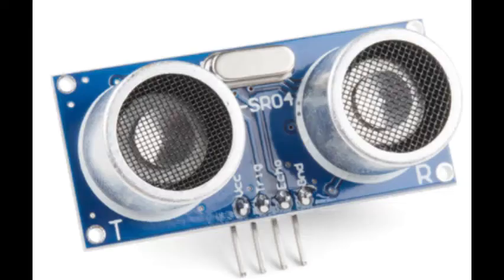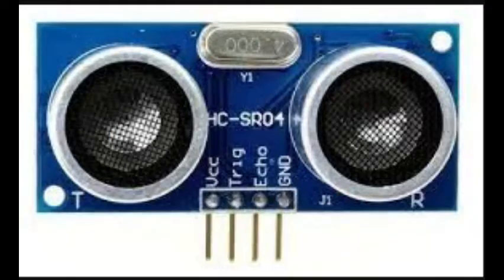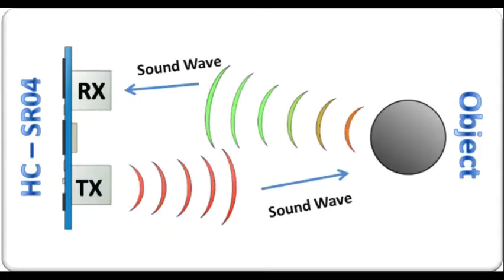In this video we will be learning more about ultrasonic sensors. An ultrasonic sensor is also known as a proximity sensor and is also used as one. It is an electronic device that measures the distance of the target object by emitting ultrasonic sound waves and converts the reflected sound into an electrical signal.